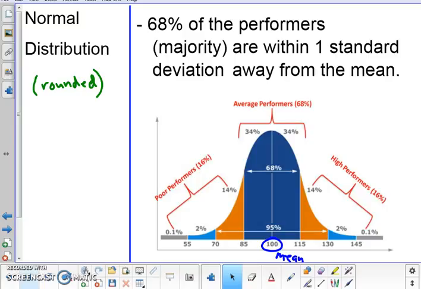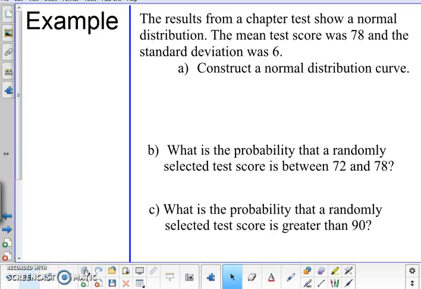All right, so we're going to do some examples here, and we're going to create one normal distribution curve, and then we're going to answer some questions about probabilities of falling in those different areas that we just defined. So the results from a chapter test show a normal distribution. The mean test score was 78, and the standard deviation was 6.